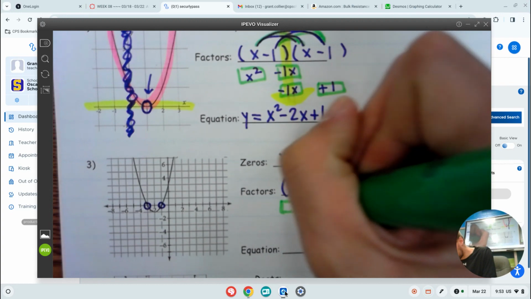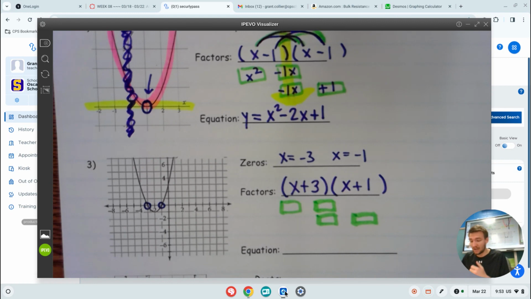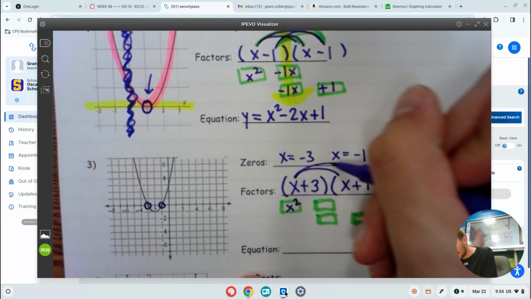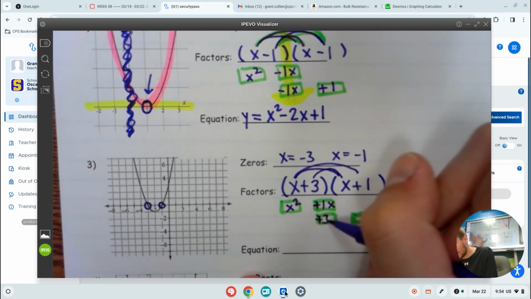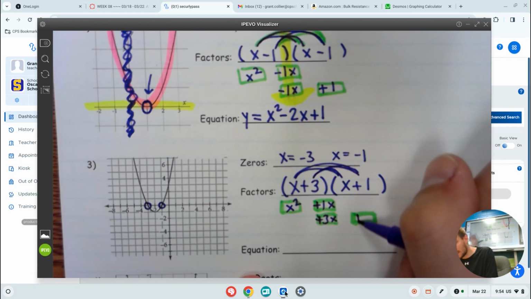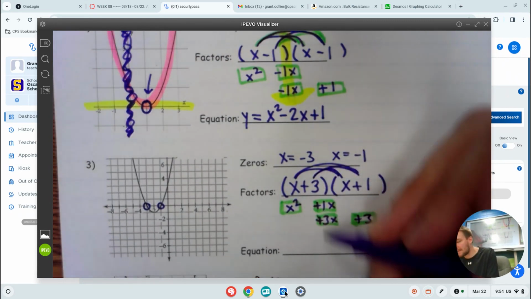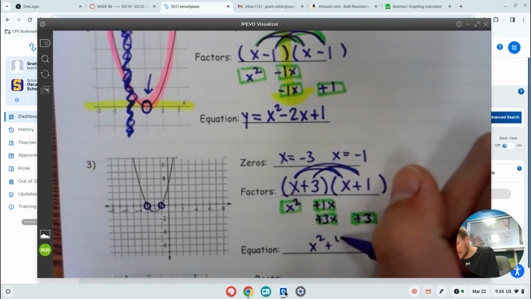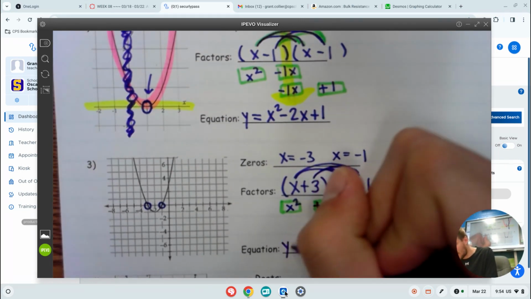Now again, when you do these FOILings, they will be some of the easiest FOILings we've done all year. They're going to be small numbers. It's going to be the same pattern. x times x is x squared. x times 1 is 1x. 3 times x is 3x. And 3 times 1 is 3. Now we just need to add the middle two together. x squared plus 1 plus 3 is 4x plus 3. And don't forget your y equals.